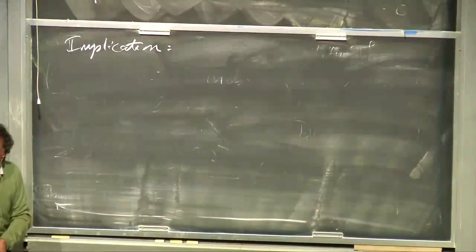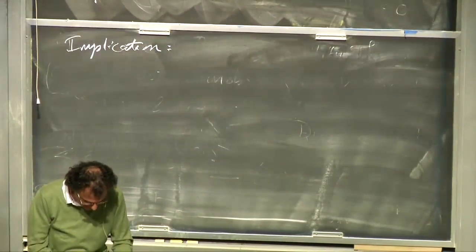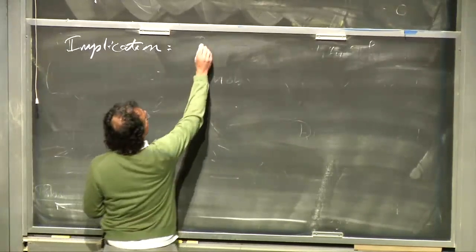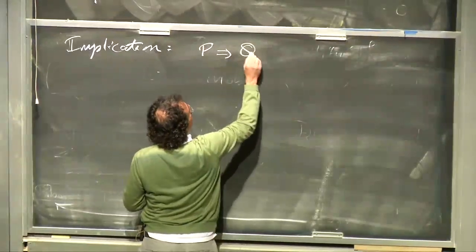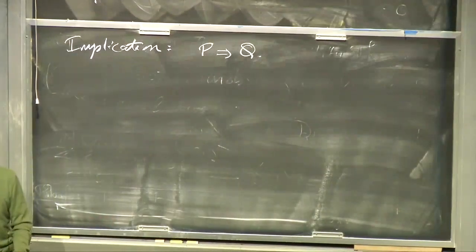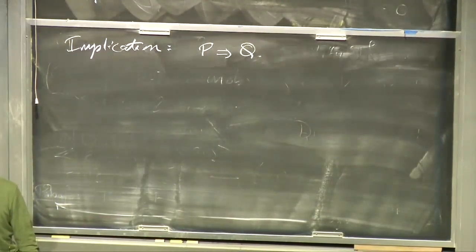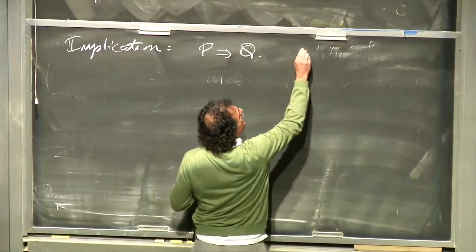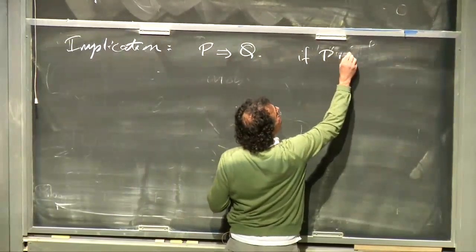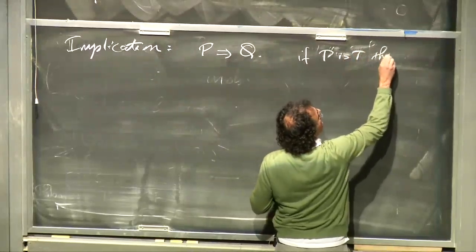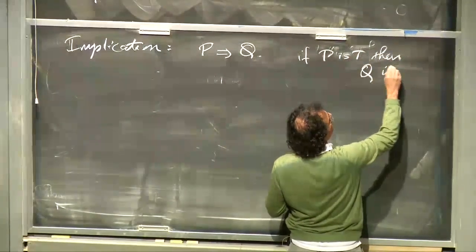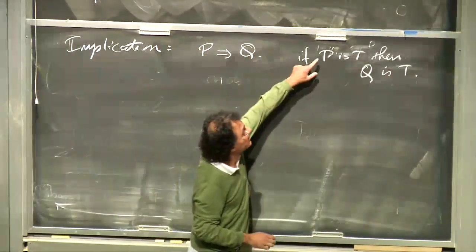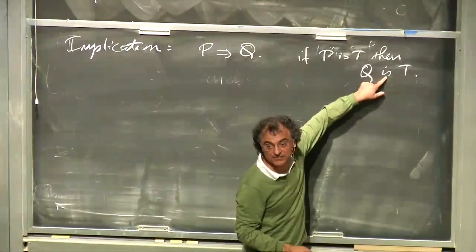Now, this is probably the most interesting connective we have, and it's of the form P implies Q. Okay? One way of saying it is, if P is true, then Q is true. That's what it's saying. This connective is saying, whenever P is true, Q is also true. Okay?